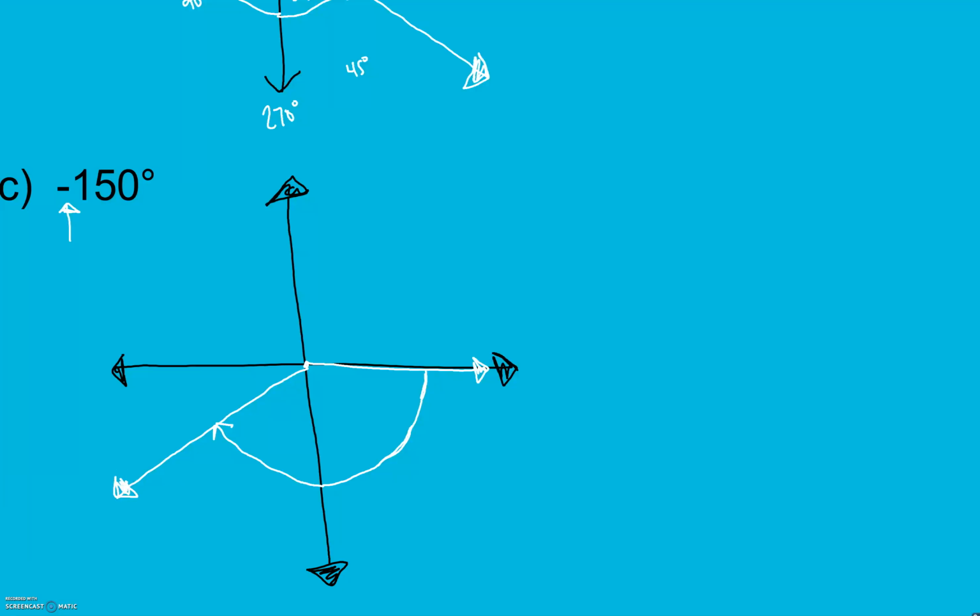More than half. It doesn't have to be a perfect third away or 2/3 away, but it does have to be more than half. Okay, guys, these don't have to be perfect by any stretch of the imagination. We just have to have our initial side, our terminal side, and be a little bit more than halfway, because this is 90. This is an additional 60. So this whole thing is 150 degrees, negative 150.